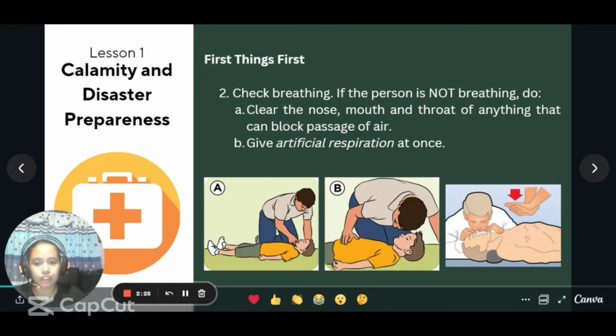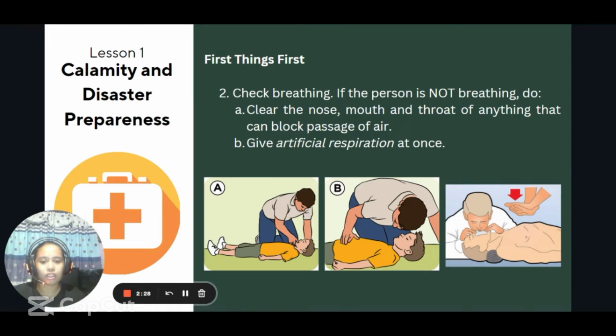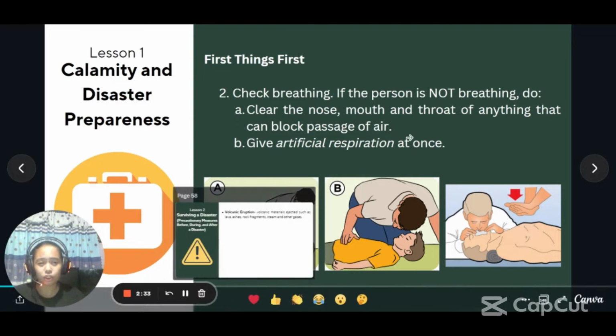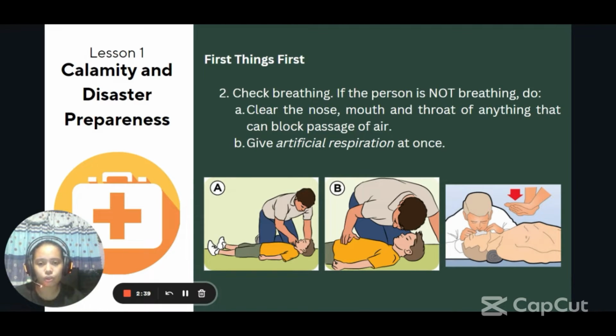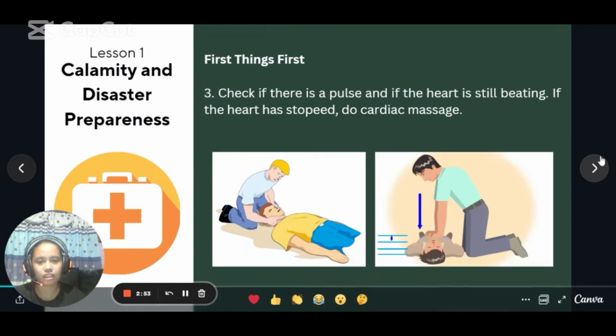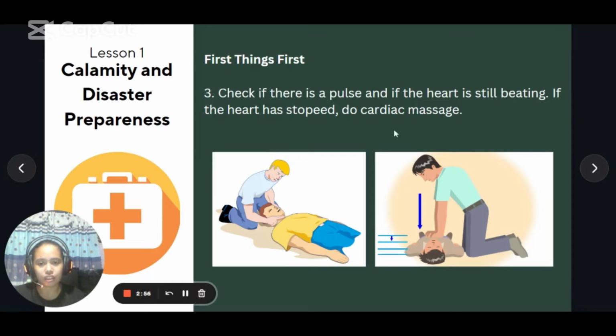So, remove whatever is blocking the nose, mouth, or throat so that the victim can breathe. So for B, give artificial respiration at once. So this is what the third picture shows, the respirations at once.